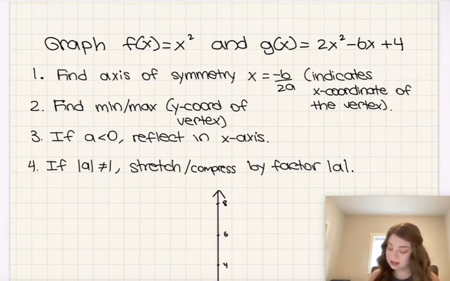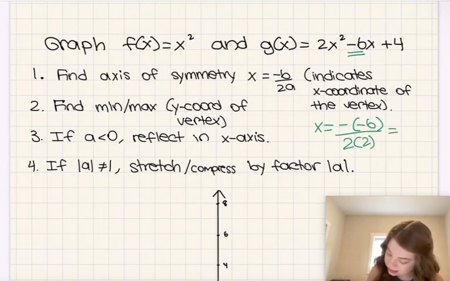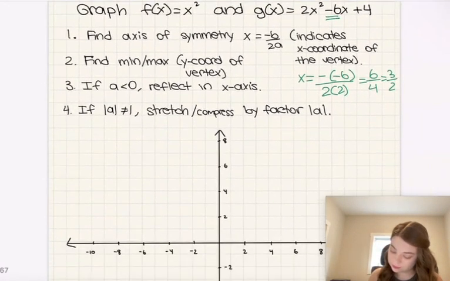So we want negative b over 2a. So x equals negative b. B is negative 6 in this case, right? B is the coefficient of x. And that's going to be over 2a, so over 2 times 2. That's going to be 6 over 4, which is 3 over 2. Okay, so therefore the axis of symmetry is x equals 3 over 2.